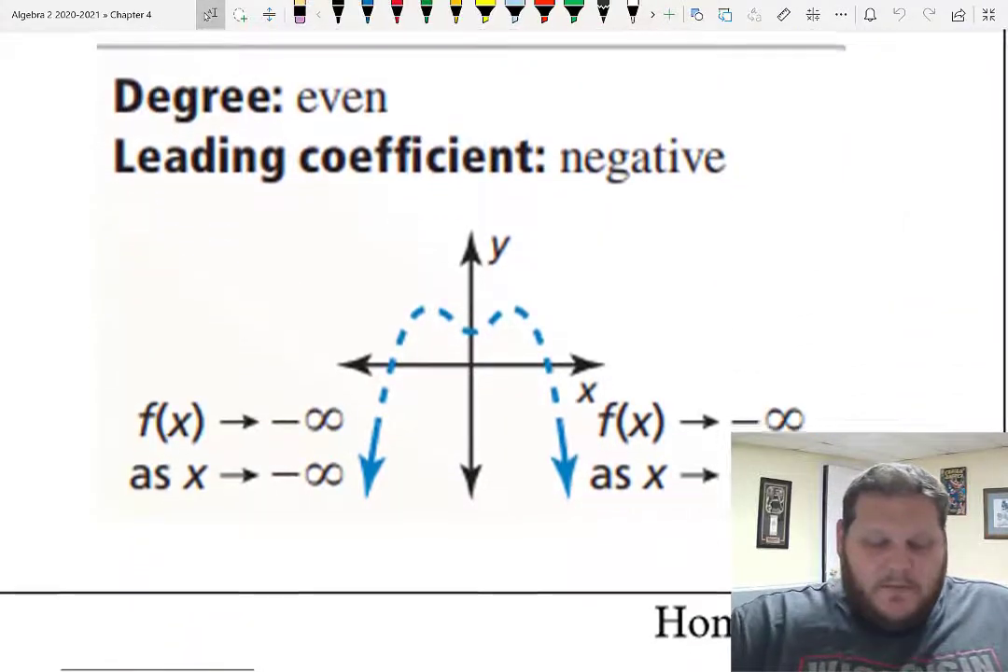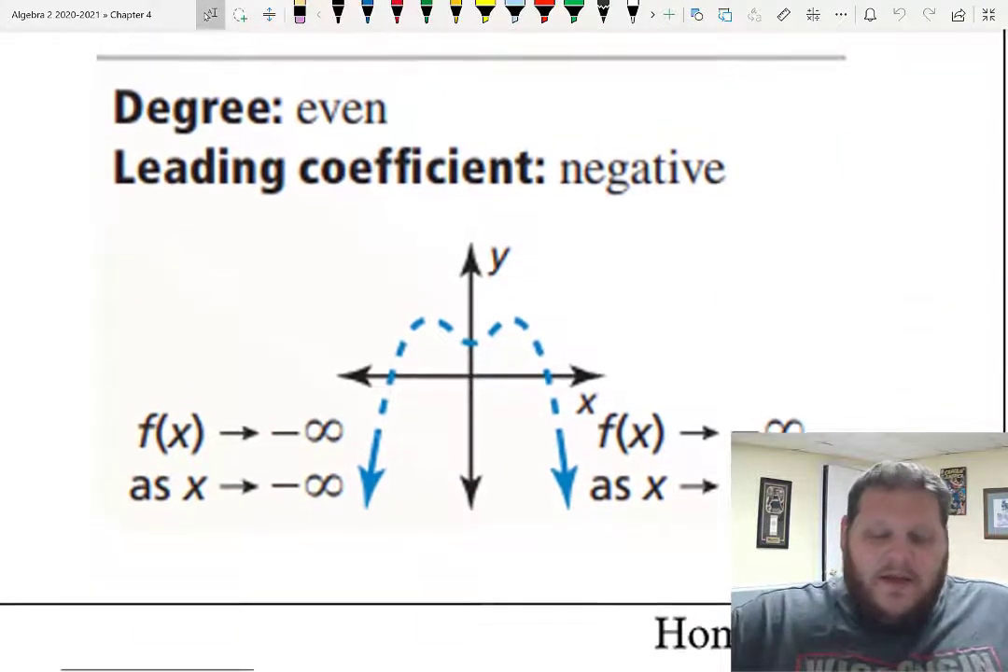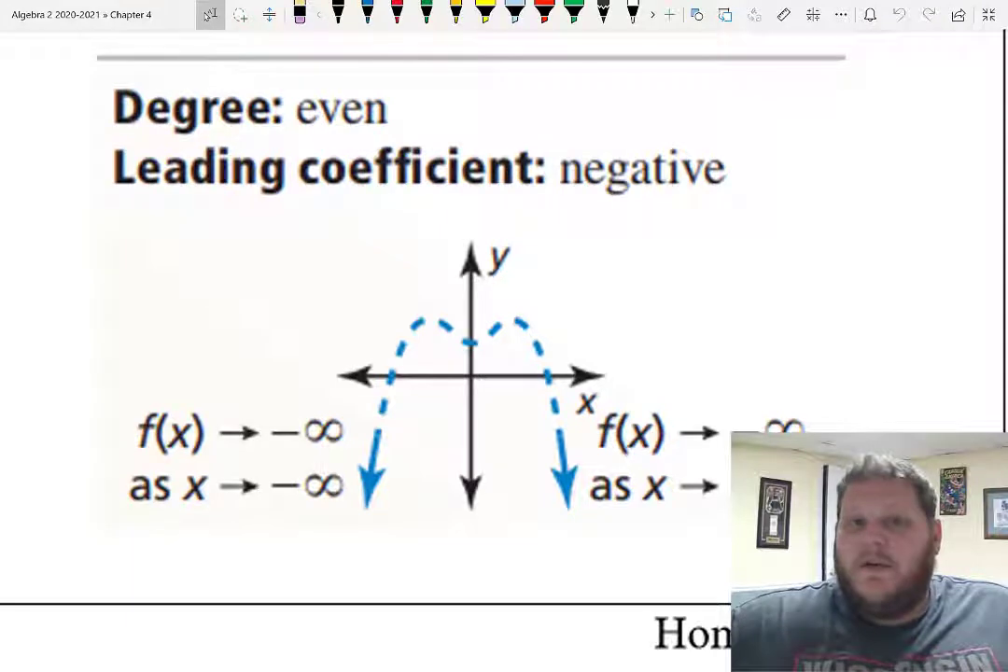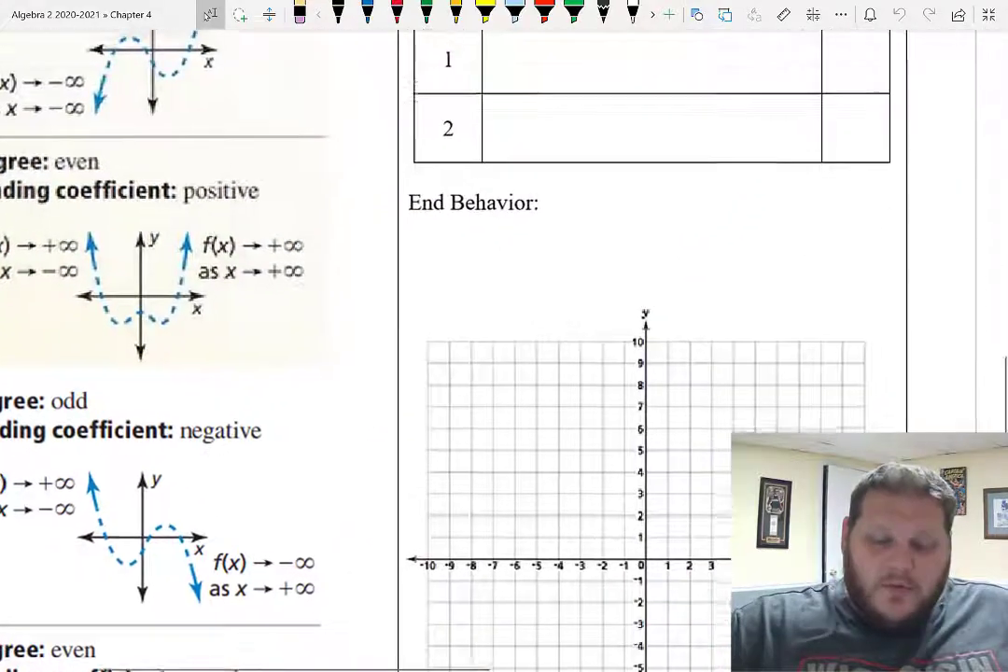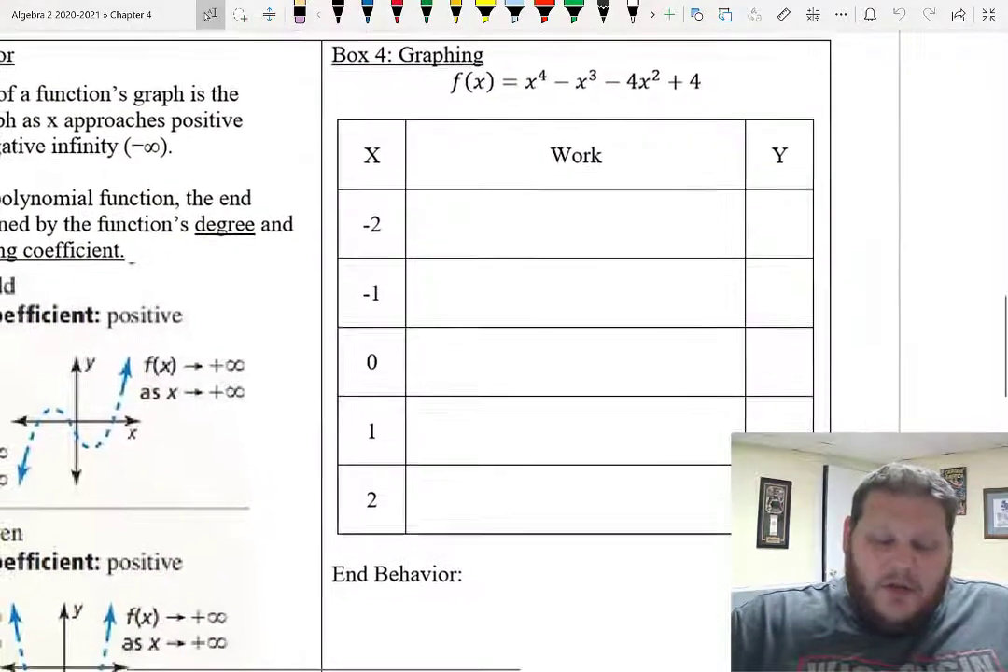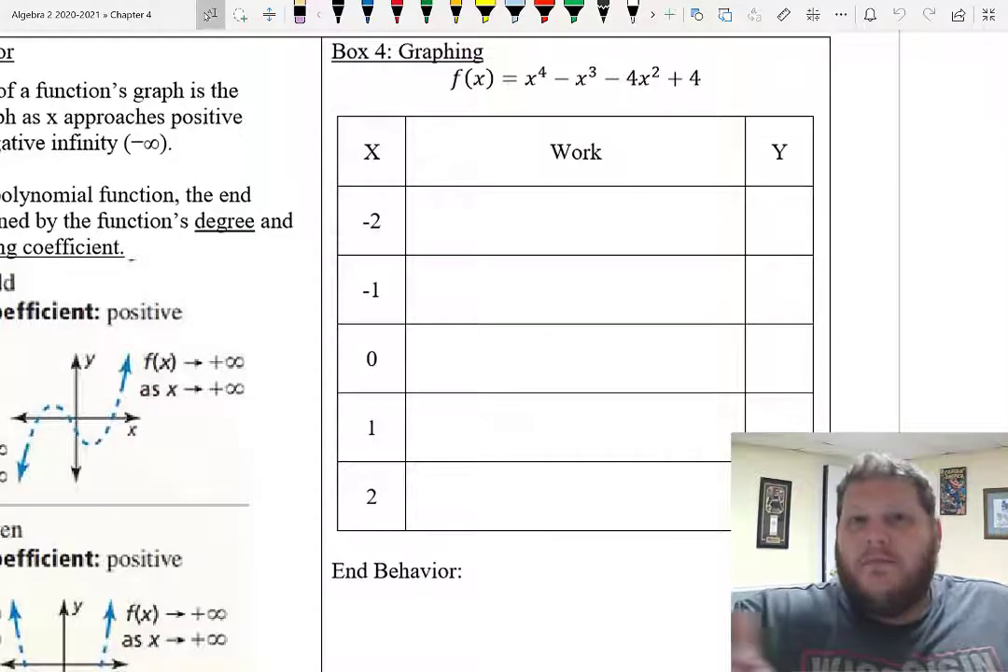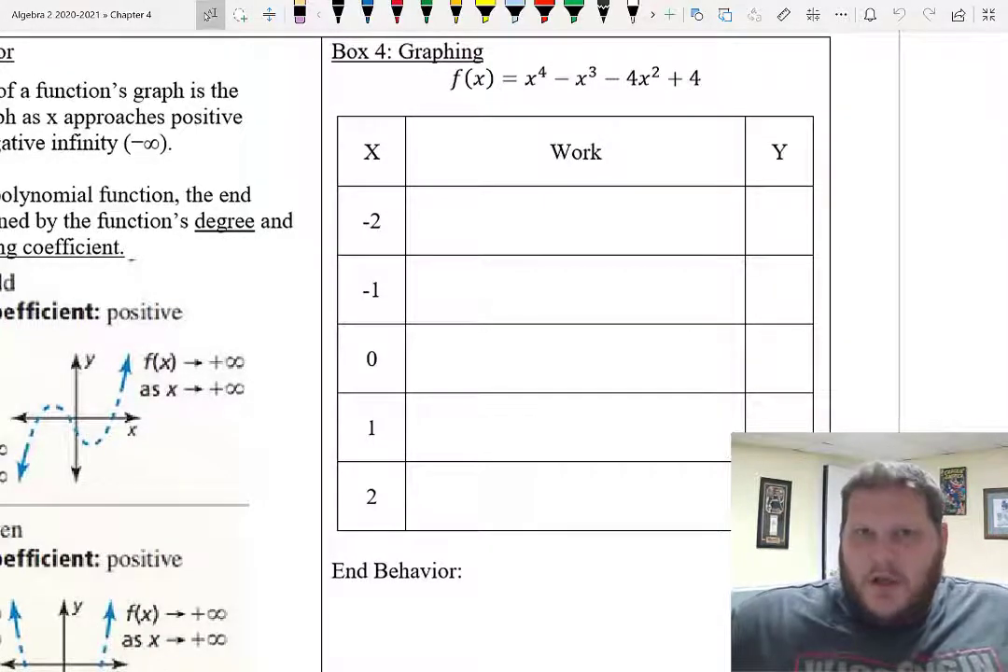And then finally, for my last combination here, if I have an even degree with a negative exponent or leading coefficient, that means my right side points down, and my left side also has to point down. So what we'll do is use that information along with figuring out what the middle of my graph looks like to be able to get a decent sketch of some very, very complicated equations.